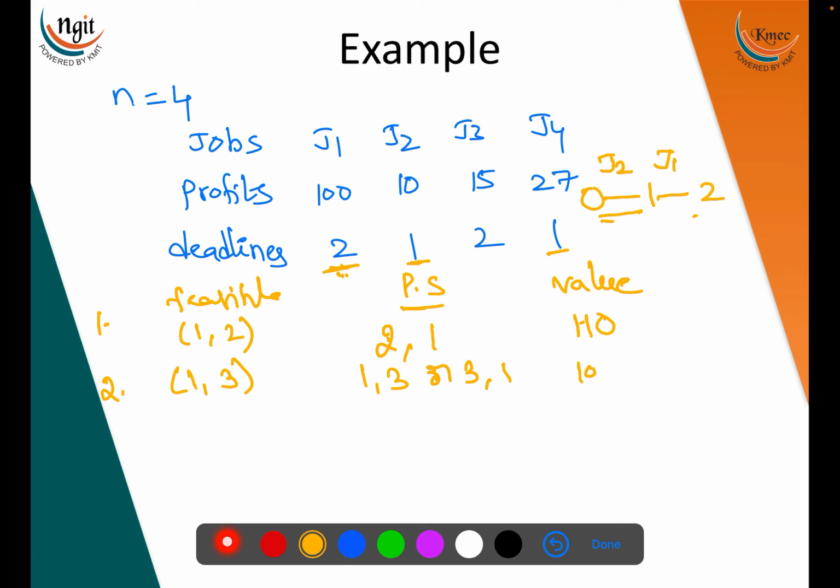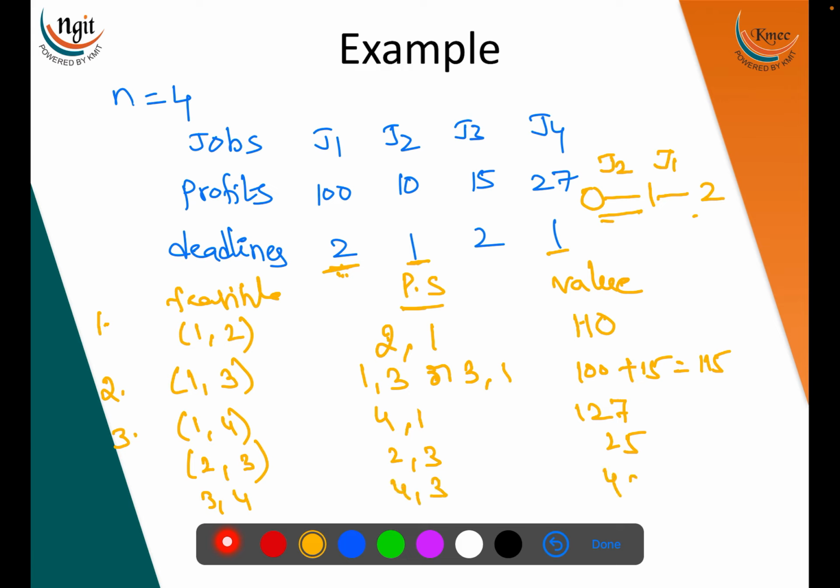15. So 100 plus 15 gives me 115 as a profit, and still I can have a feasible solution. The feasible solution is what? 1 comma 4. That is, the processing sequence is 4 comma 1. So this time I can have a profit of 127. Still I can have a feasible solution 2 comma 3, and the sequence is 2 3, profit is 25. 3 comma 4, sequence is 4 comma 3, profit is 42.